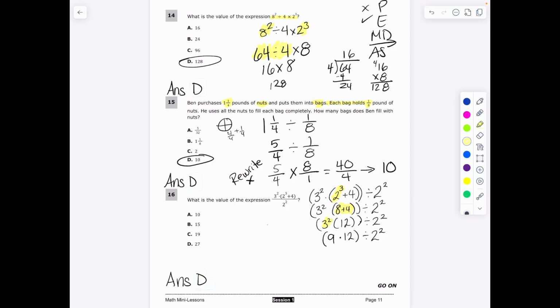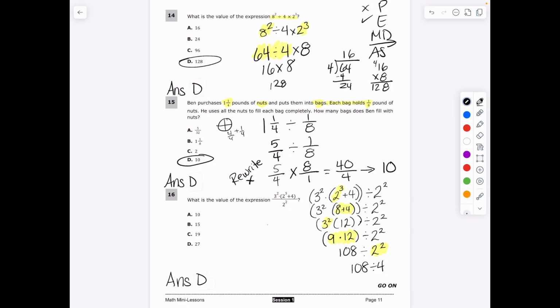Now we just scan again. I still have to simplify what's in the parentheses. 9 times 12 is 108 divided by 2 to the second power. And it gets smaller and smaller. Okay, now we can deal with this exponent. 2 to the second power is 4.